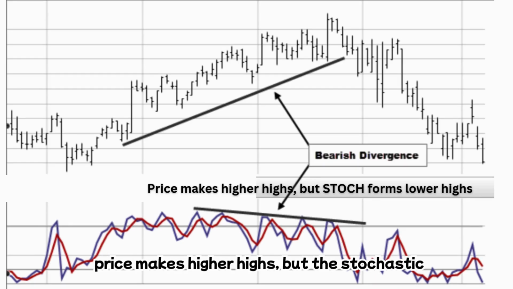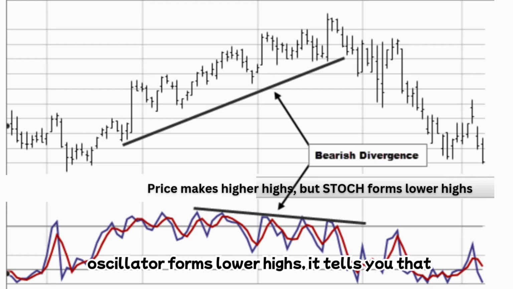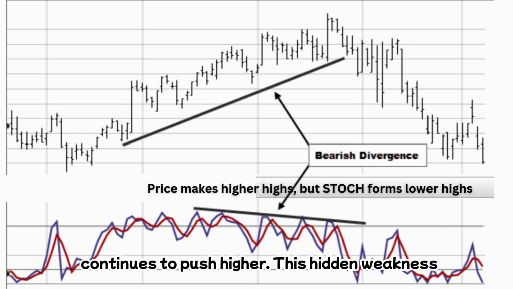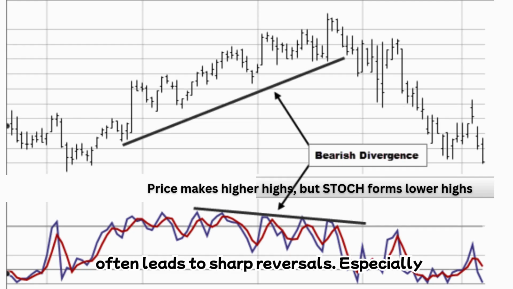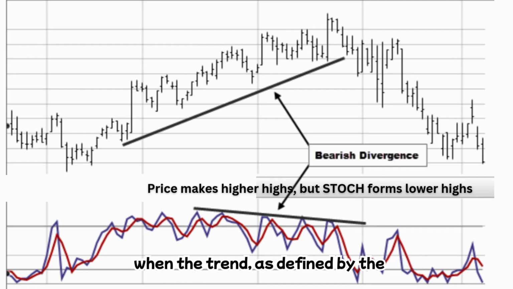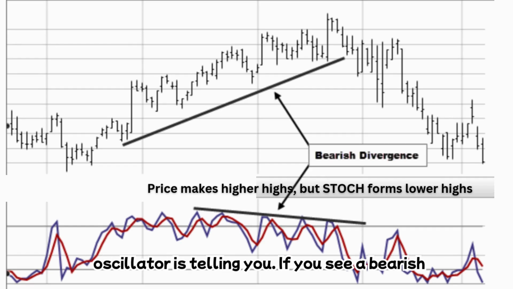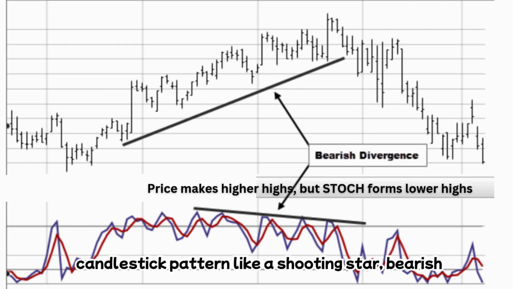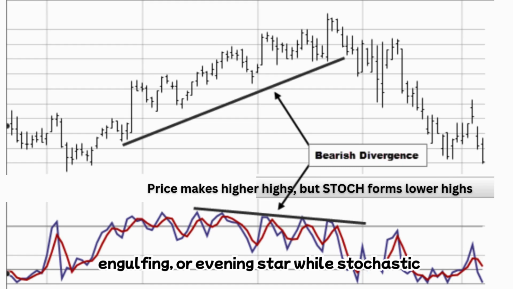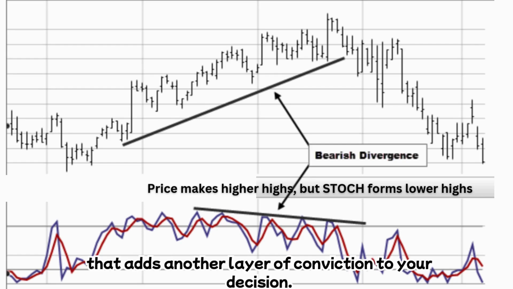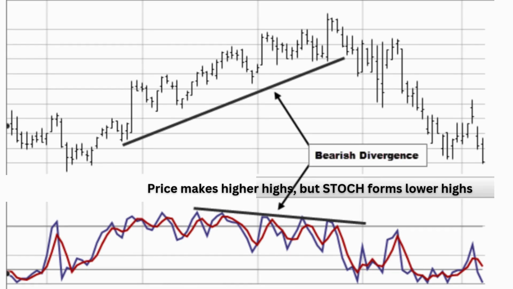When price makes higher highs, but the stochastic oscillator forms lower highs, it tells you that upward momentum is fading, even if price continues to push higher. This hidden weakness often leads to sharp reversals, especially when the trend, as defined by the moving averages, is already bearish. Finally, watch for price action to confirm what the oscillator is telling you. If you see a bearish candlestick pattern like a shooting star, bearish engulfing, or evening star while stochastic oscillator is overbought or rolling over, that adds another layer of conviction to your decision.